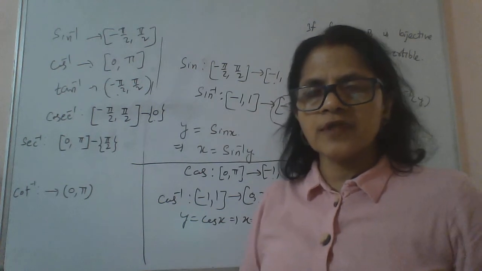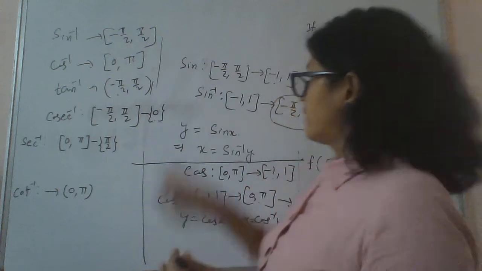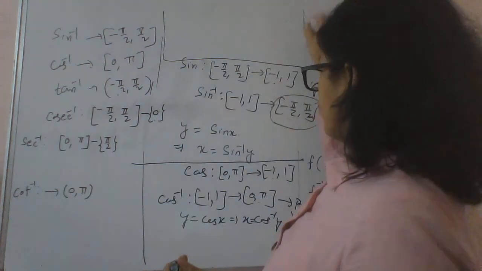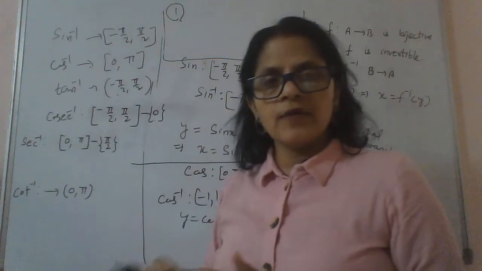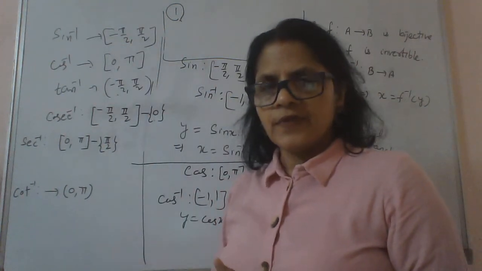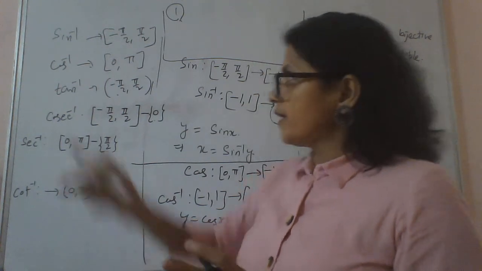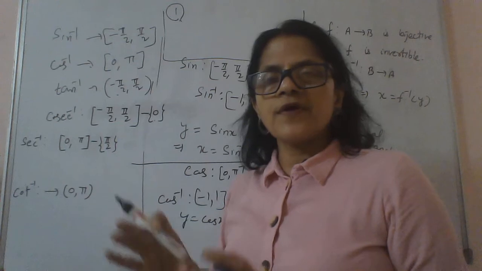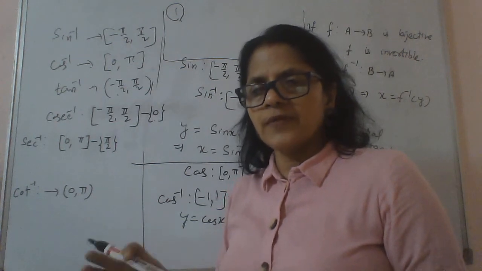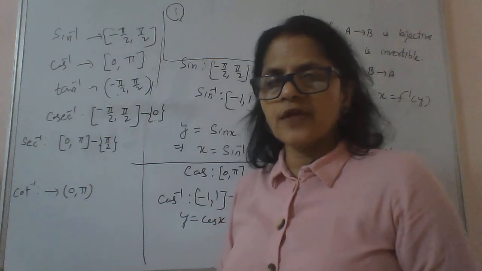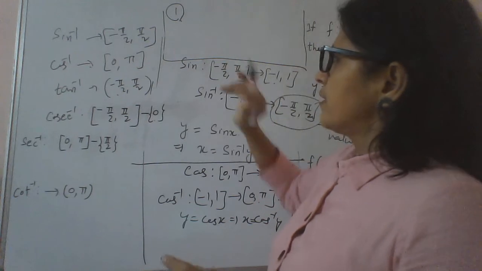So what is the significance of this principal value branch? The first significant thing is, whenever we evaluate these functions, we have to keep the values within this branch, because outside this branch the original functions are not invertible. So the function is not invertible means the inverse function will not exist outside these branches. Okay, so that is one.